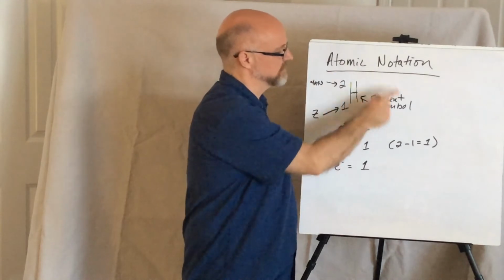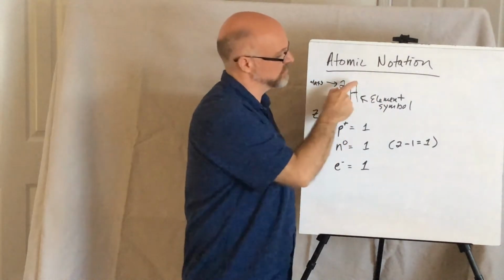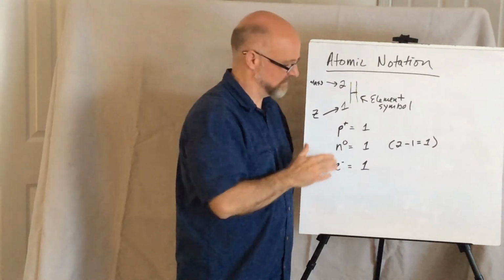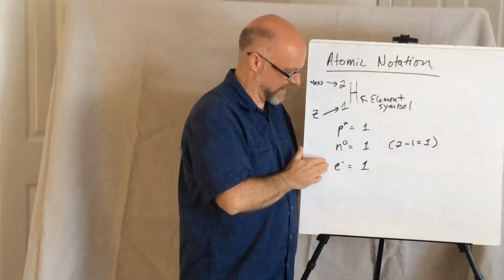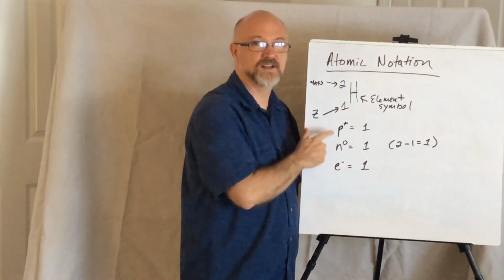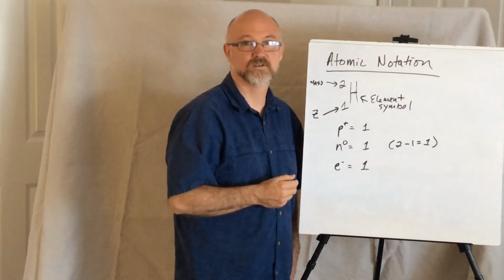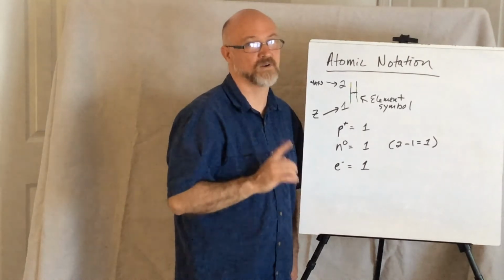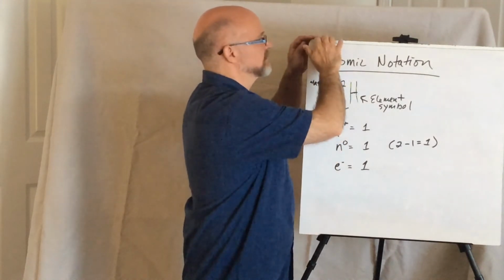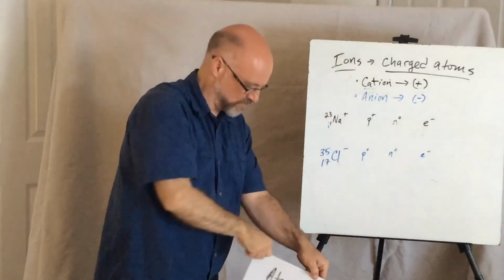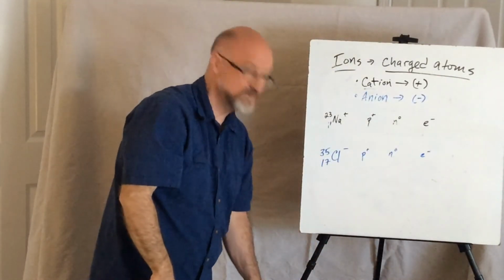Because this particular element has no charge, it's neither positive nor negative, then if there's one proton, there also has to be one electron. Protons and electrons are equal in a neutral atom. Not every atom, however, is neutral. Some atoms, as we'll learn when we talk about bonding, become more stable by either gaining or losing electrons.